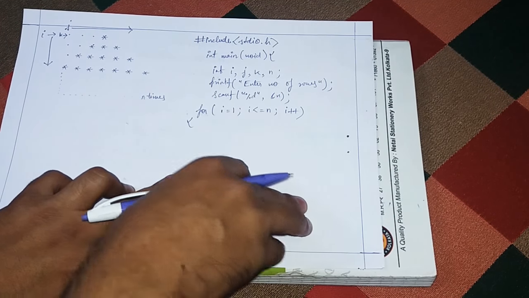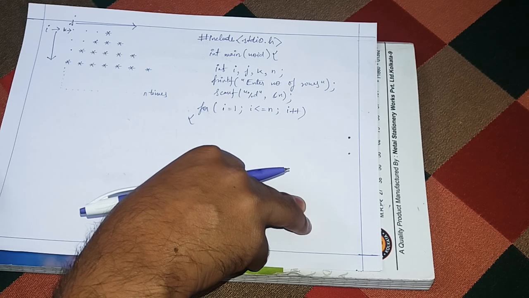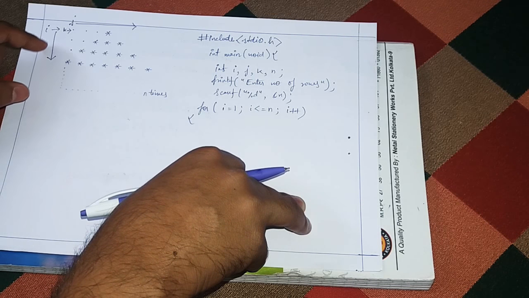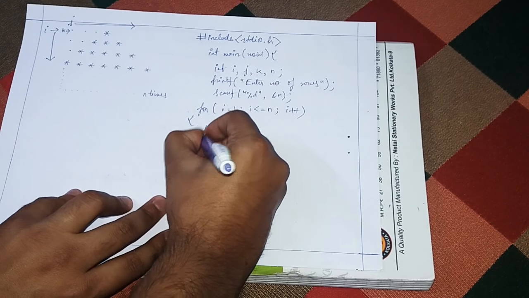Now we have started the I loop. So the I loop will take care of the number of rows. Now the first thing we need to print is the number of spaces in each row. So in order to print the number of spaces in each row, I told you that we need a k loop. So we will design the k loop like this.